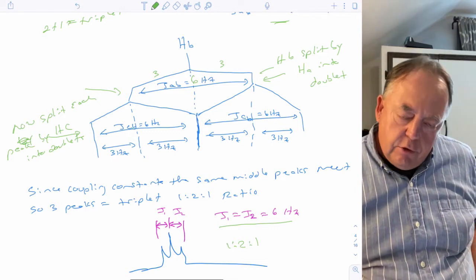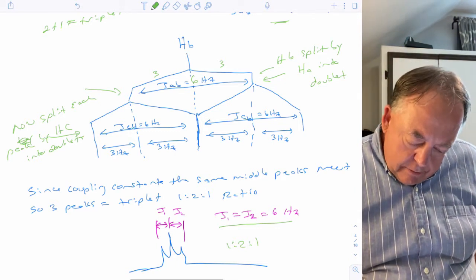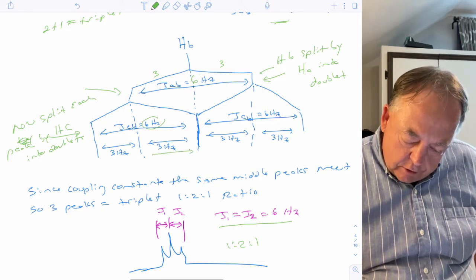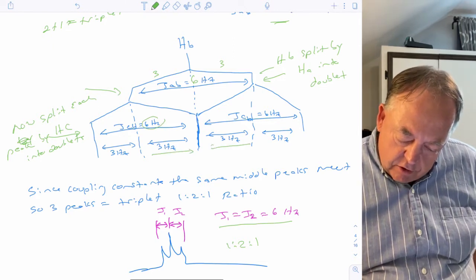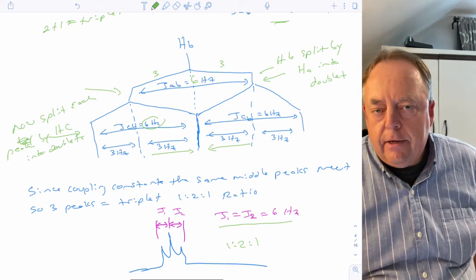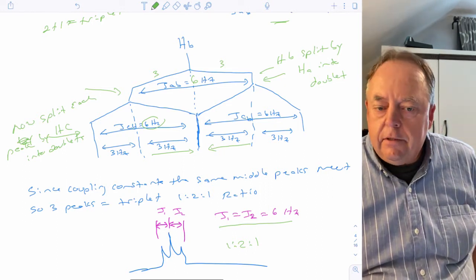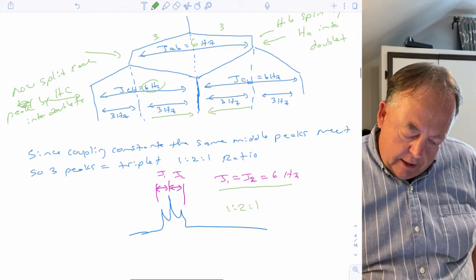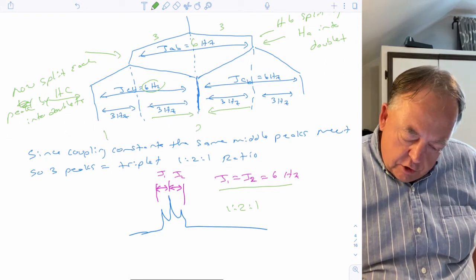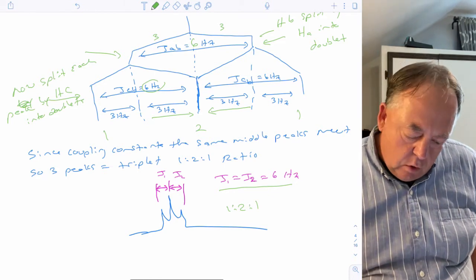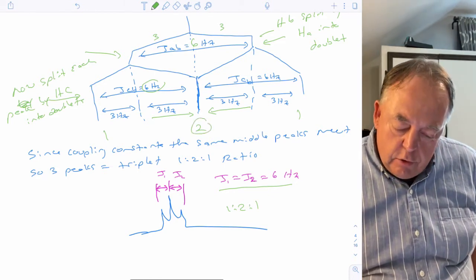But in this case, you don't. You end up with a triplet. And why? Because this coupling constant is 6 hertz. So you're going to come back 3 hertz this way, and 3 hertz that way, and those 2 inner peaks are going to meet in the middle. So you only see 3 different peaks. So triplet, right? And you see a triplet in a 1 to 2 to 1 ratio, which the splitting tree diagram helps understand as well, right? Because here you have 2 lines converging, and here you only have 1 and 1.